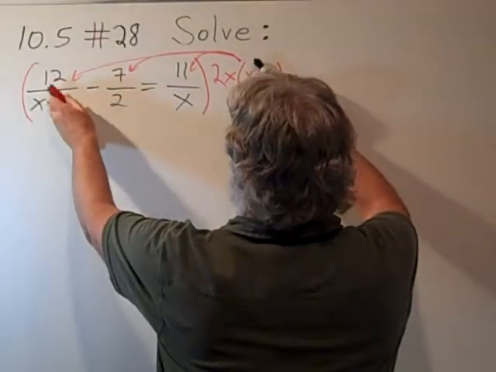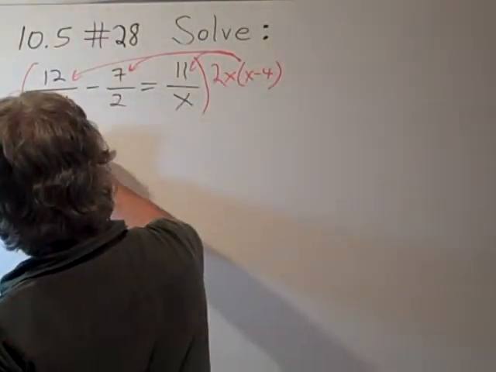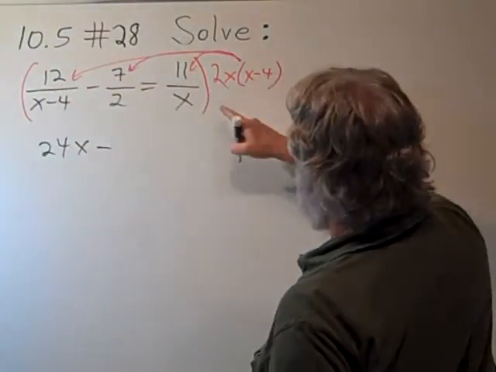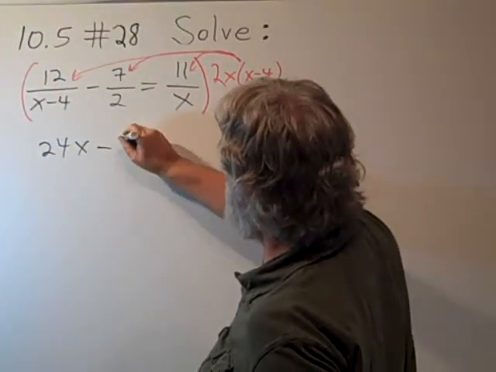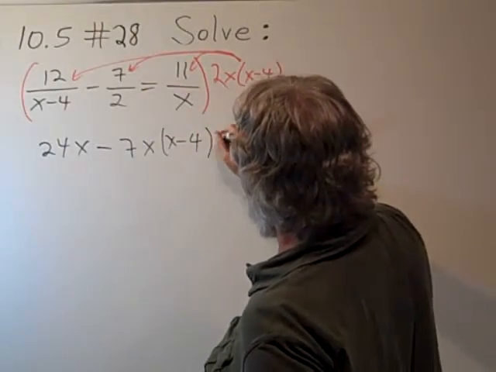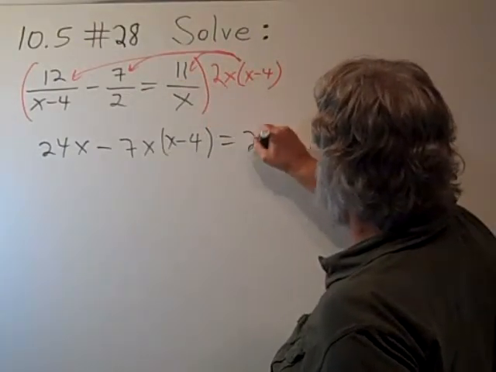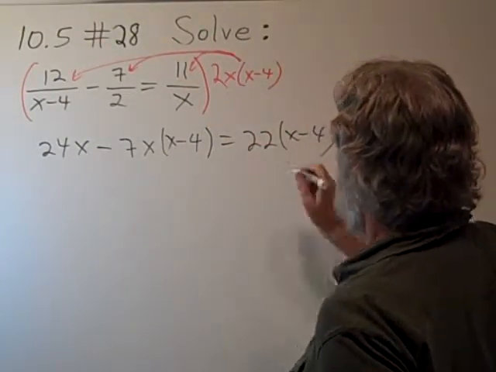So that leaves me with 12 times 2x, which is 24x, then the minus. 2 divides into that, canceling out the 2, so we're left with the 7 times the x minus 4. And here the x's cancel, so you're left with 11 times 2, which is 22, and times x minus 4.